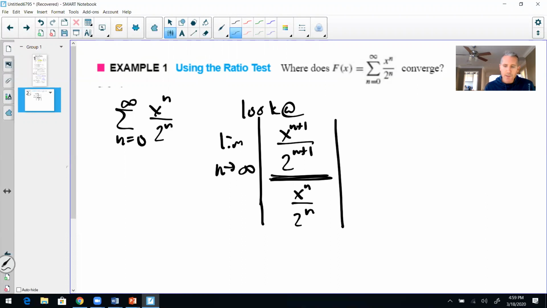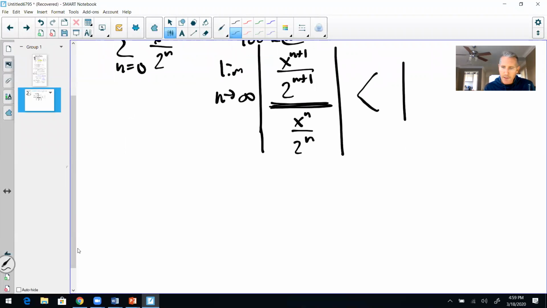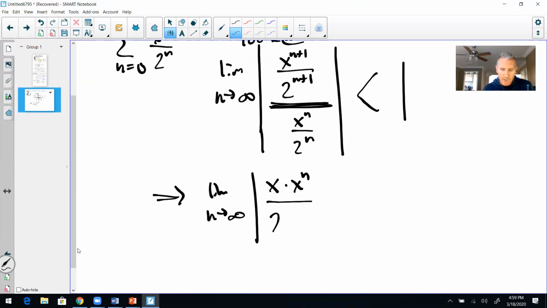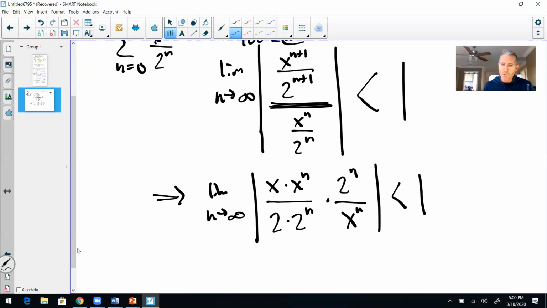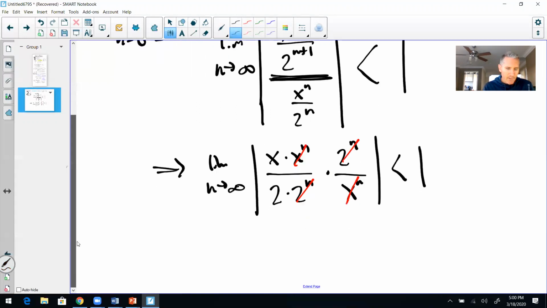And now I am going to see where this thing is less than 1 in order to guarantee convergence, okay? So this yields the limit as n approaches infinity of the absolute value of x to the n plus 1, which is also known as x times x to the n, divided by 2 to the n plus 1, which is known as 2 times 2 to the n. Dividing by a fraction is the same as multiplying by its reciprocal, so this is times 2 to the n over x to the n. And this thing has to be less than 1 in order to guarantee convergence. Well, I could cancel out those x to the n's and those 2 to the n's.